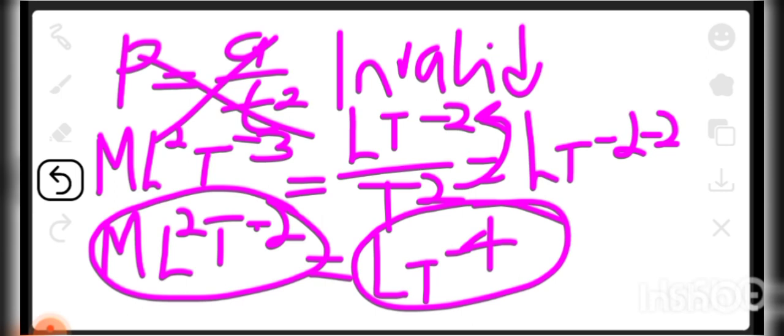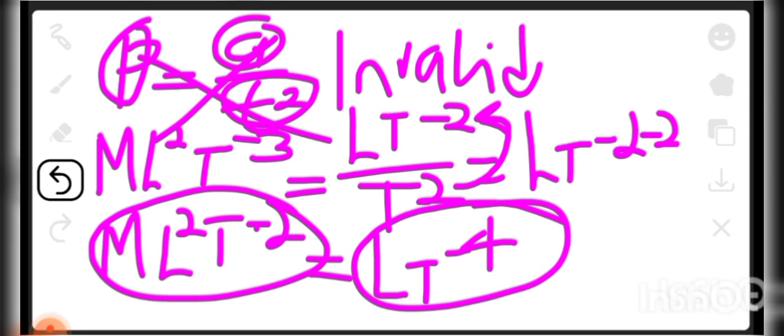So this is how we rule. The first thing, identify the terms present. Next, write out their dimensions. Then next, solve out the right hand side. Then check if both sides will be the same. If they are the same, it's valid. If they are not the same, invalid.